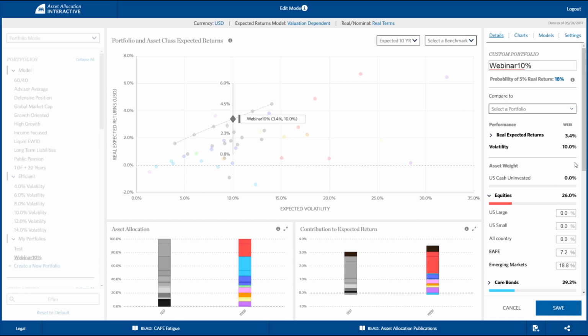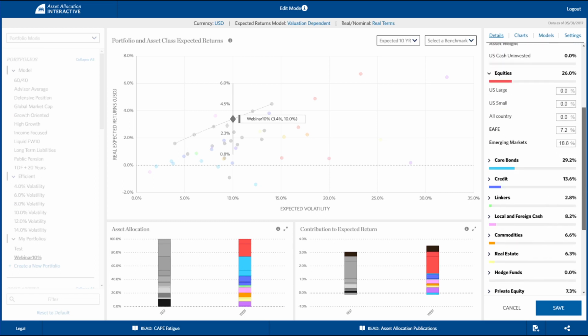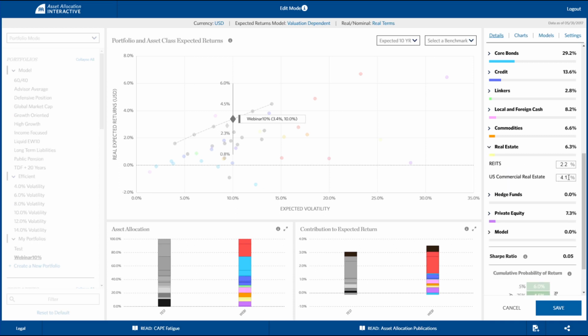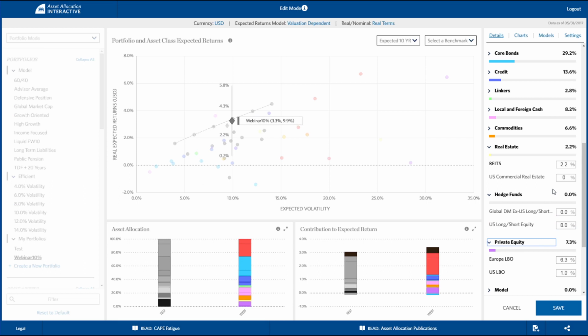There we go. And once I do that, you'll notice that on the scatter plot, we now have a webinar 10% portfolio. And as I go ahead and make adjustments to the allocations, the risk and return will update in real time. I'm going to, as you indicated, remove the private markets. So I'm going to zero out the commercial real estate. We don't have any hedge funds. I'm going to zero out the private equity. And so essentially what I've done is taken about, call it 10 or 11% of this portfolio and reallocated it to cash. That moves our risk from 10% down to 8.4. It also drops our return to 2.7.